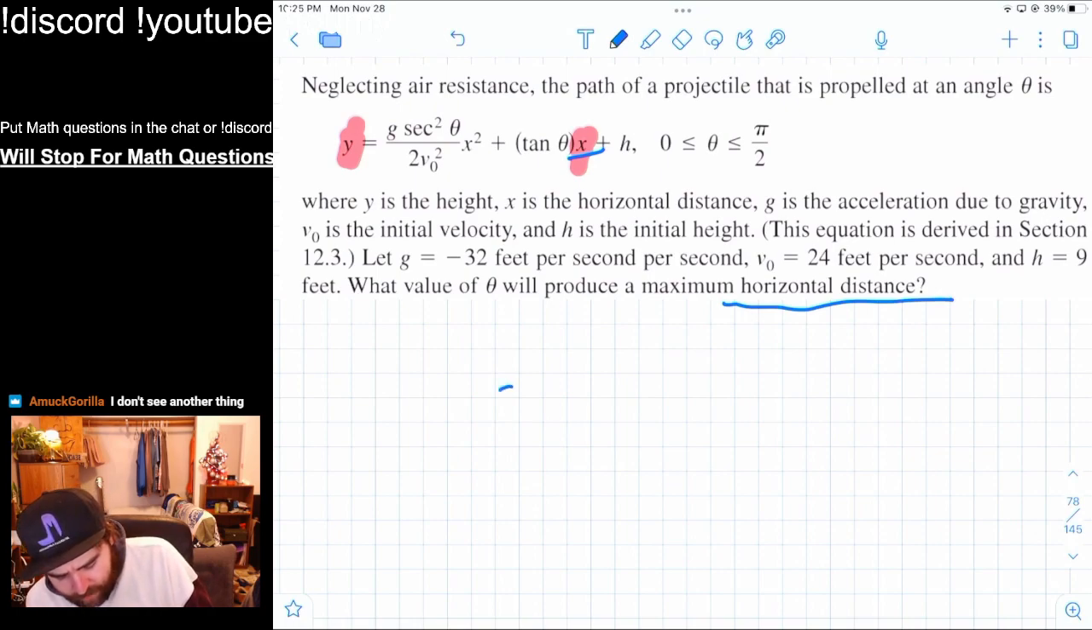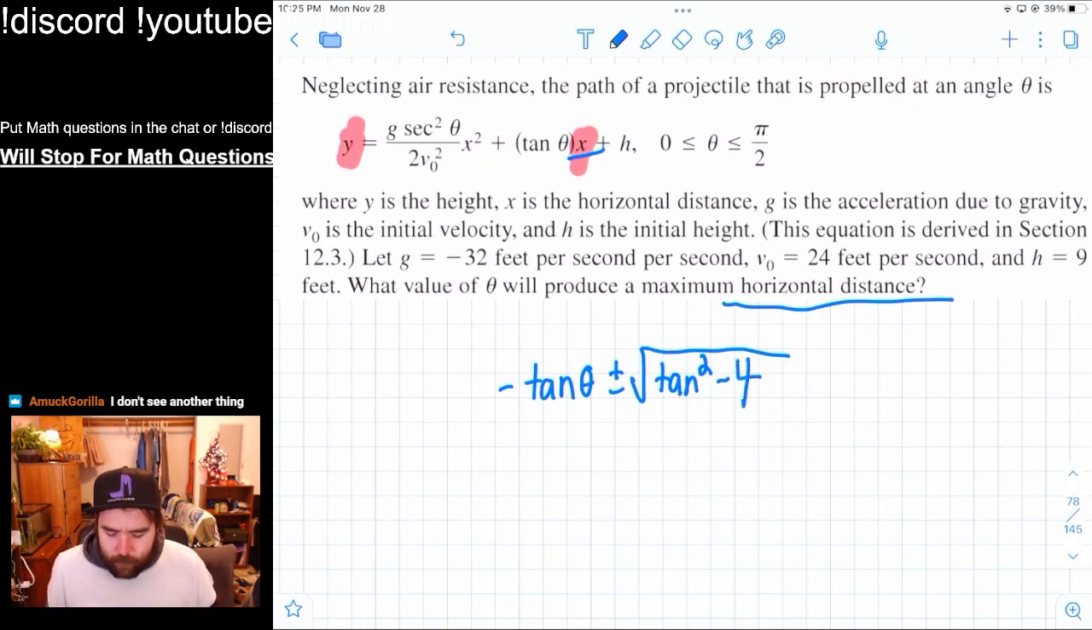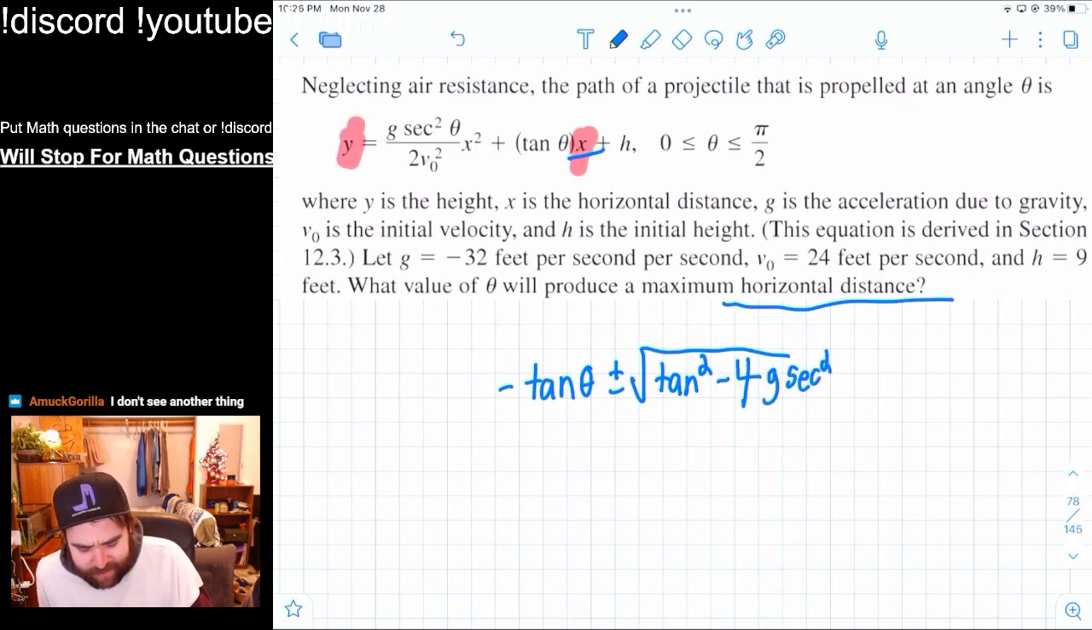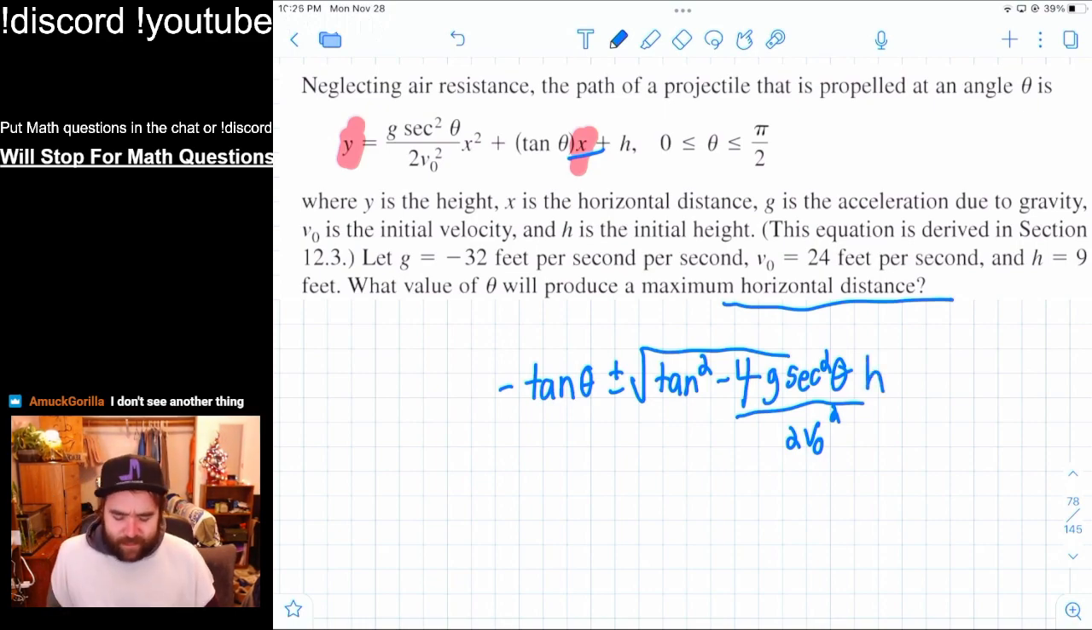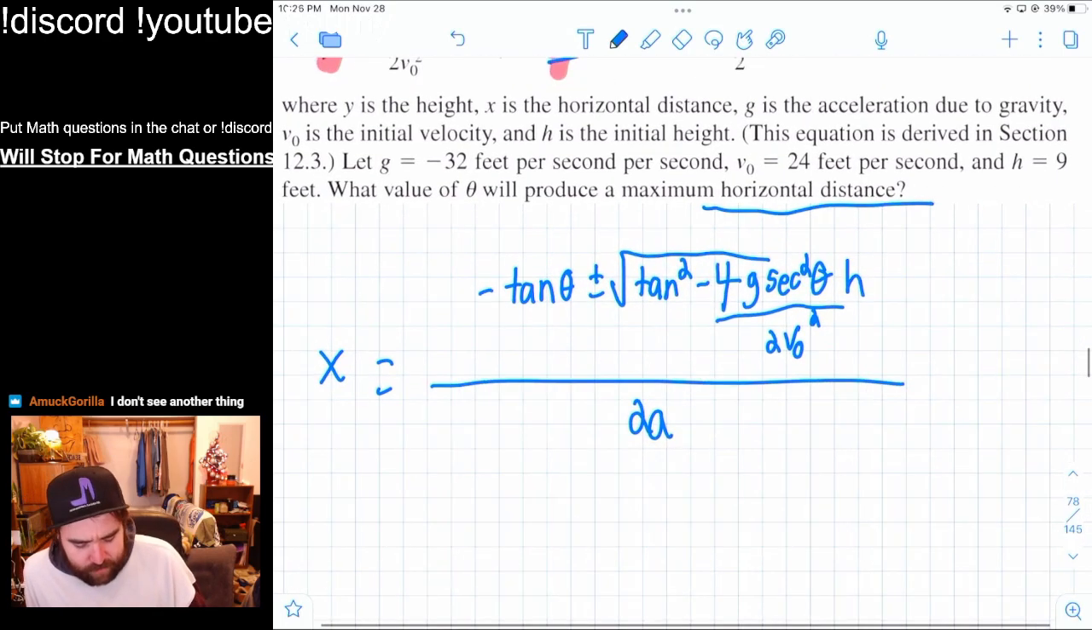So what do we have? We have negative tan. So negative b plus or minus the square root of b squared, so tan squared, minus 4ac, so 4 times g times secant squared of theta over 2v naught squared, and then times c times h, all over 2a. That's what we get when we solve for x.